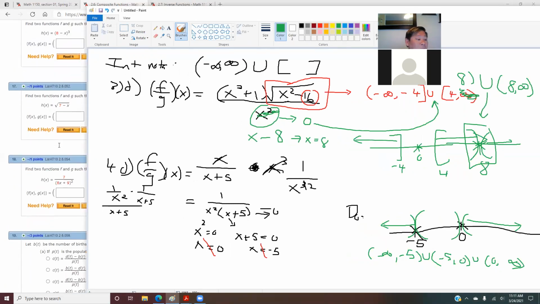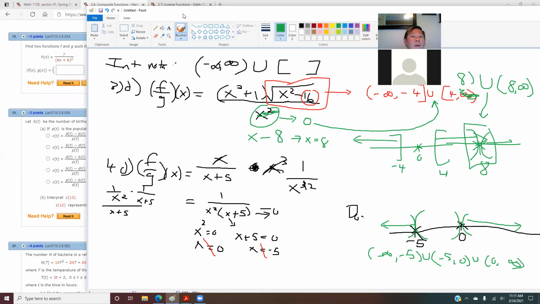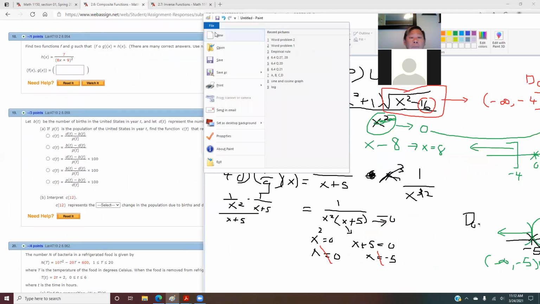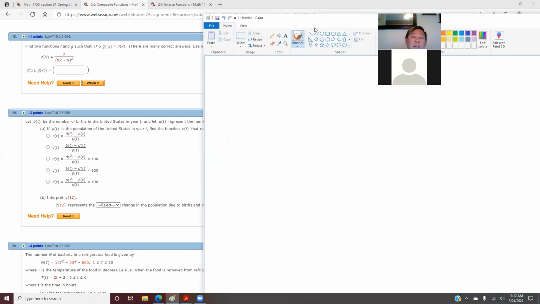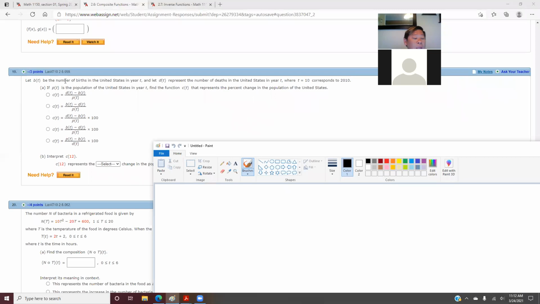Number 19. This question is asking us: B(t) is the birth, D(t) is the death, and t in this case is the time since 2000. So if t is 10, it means 2010. If P(t) is the population of the United States, find the percent change.